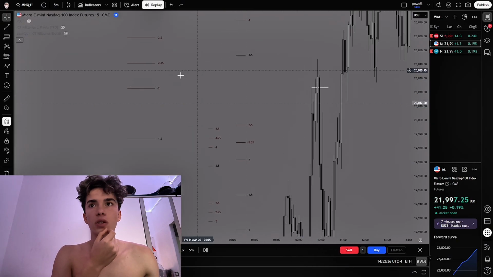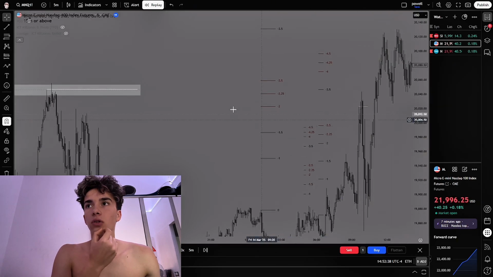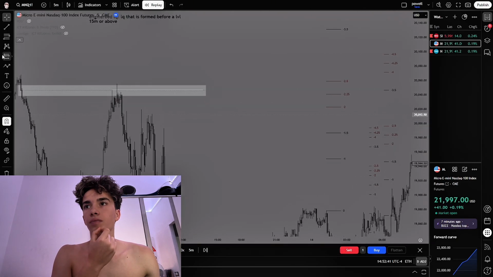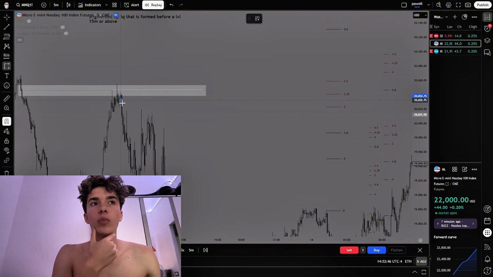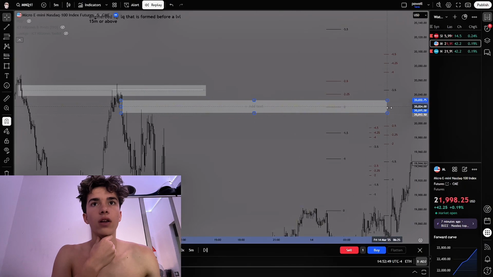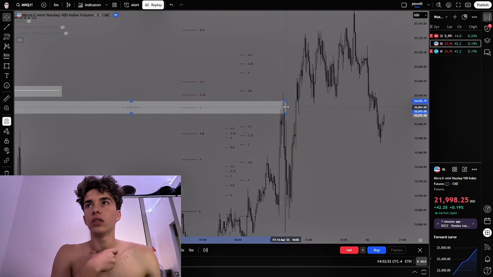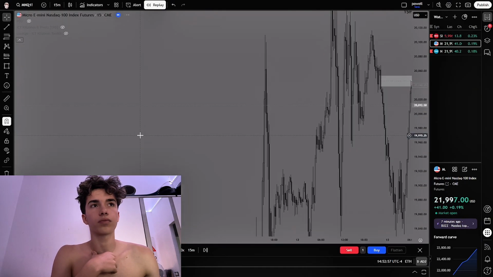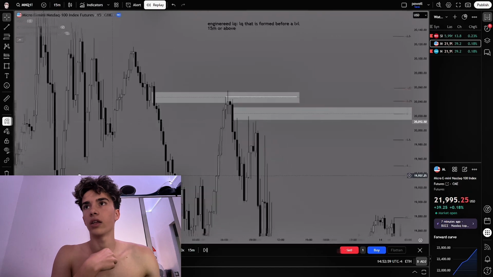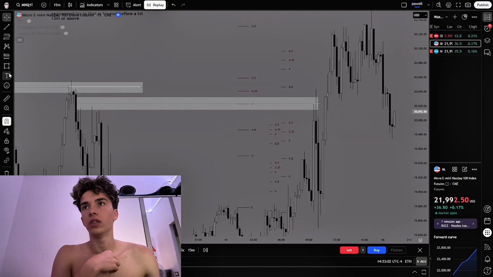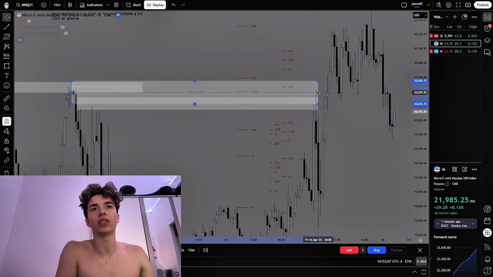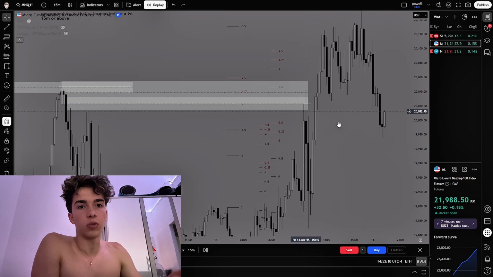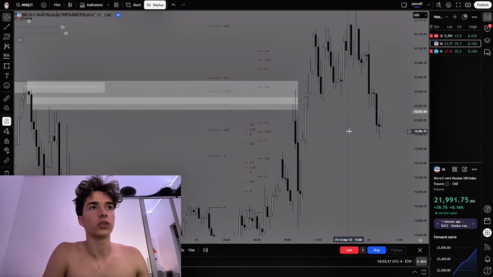This liquidity is formed before a level. We also have this FVG here that is aligned perfectly with the liquidity and the level. Not perfectly aligned, but whatever. We have this OB here, and we touch it perfectly, so that's a very good engineered liquidity. That's all for today. This was engineered liquidity.